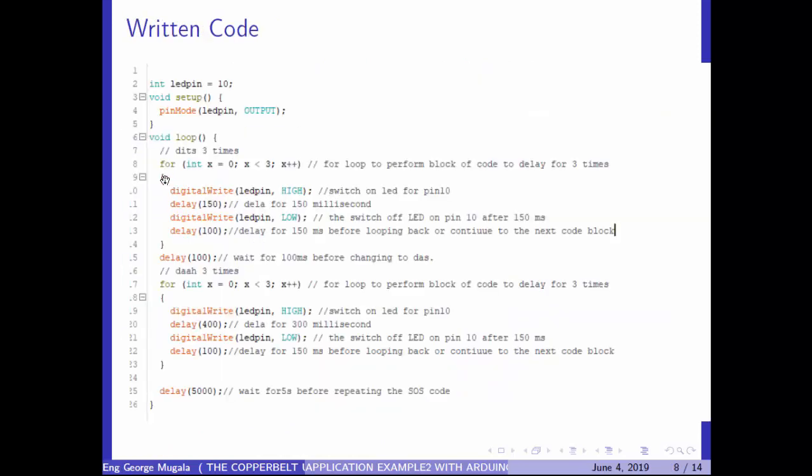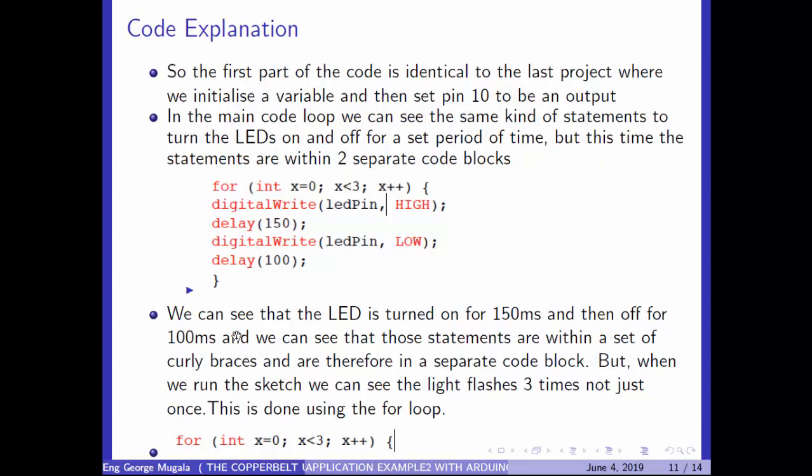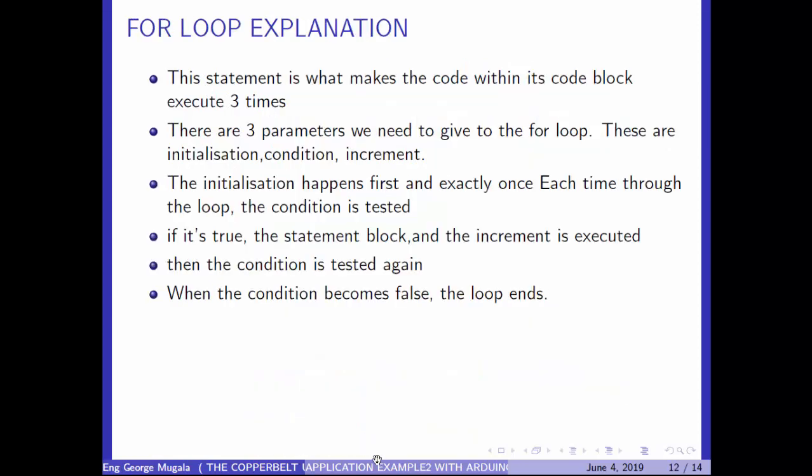What are they? There's this code block, and there's also another code block. As you can see, there are two of them. Now we can see that the LED is turned on for 150 and then off for 100 milliseconds, and those statements are within a set of curly braces and therefore in a separate code block. But when we run the sketch, we can see the light flashes 3 times, not just once. This is done using the for loop. This is exactly, guys, what I was explaining about how the for loop works.